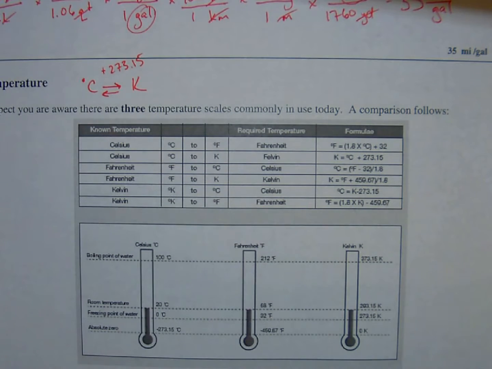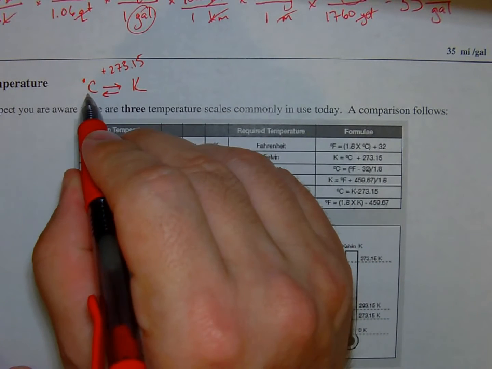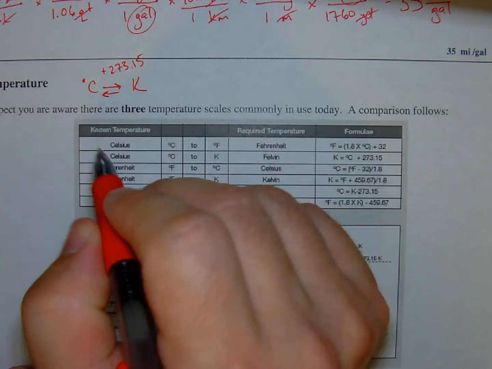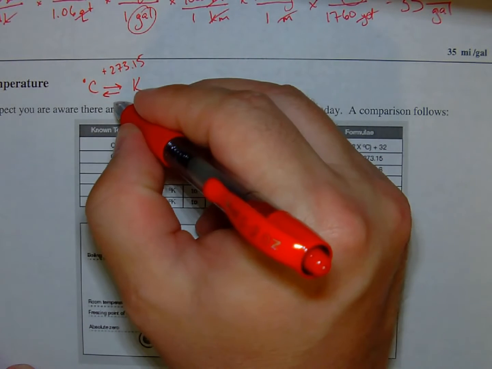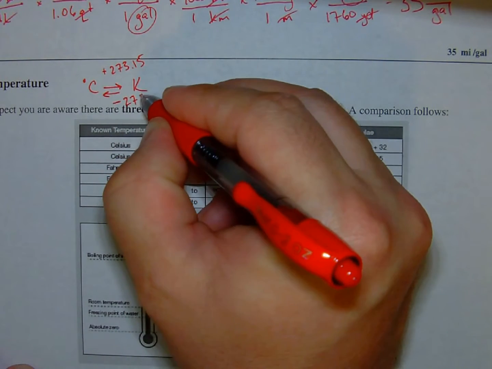Okay, but for the vast majority of the calculations that we will ever see, 273 is more than good enough. So really remember 273 if you're going from degrees Celsius to kelvins. Or if you want to convert a Kelvin temperature into degrees Celsius, you are simply going to subtract 273.